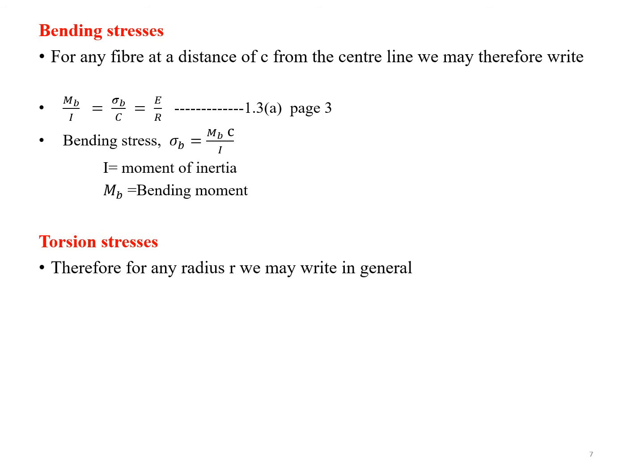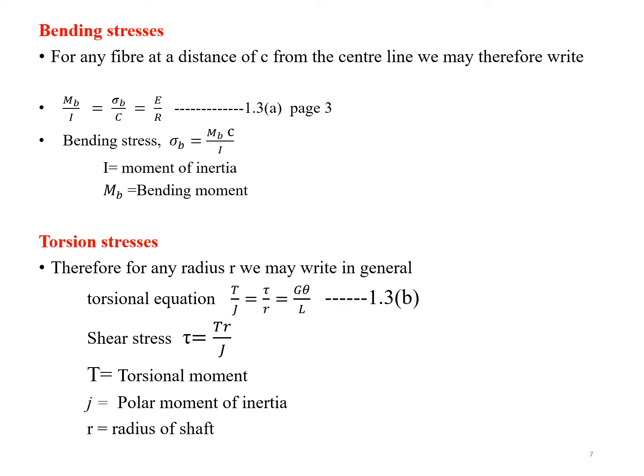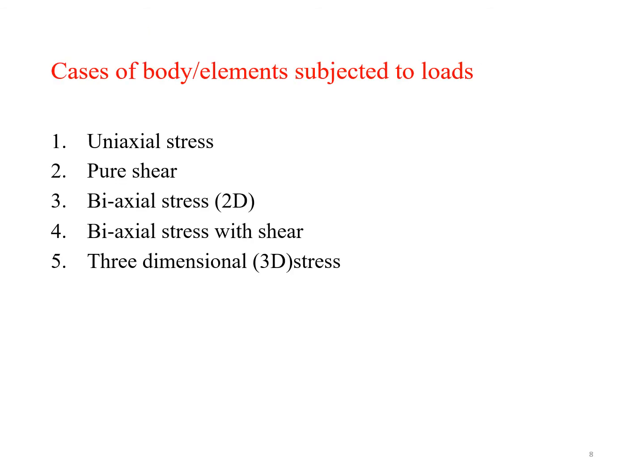And coming to the torsional stresses, which is nothing but a twisting moment. Due to the twisting moment, we can write the equation as T by J is equal to tau by R is equal to G theta by L. And the torsional shear stress can be written as tau equal to T r by J, where T is the torsional moment, J is the polar moment of inertia, and R is the radius of the shaft.